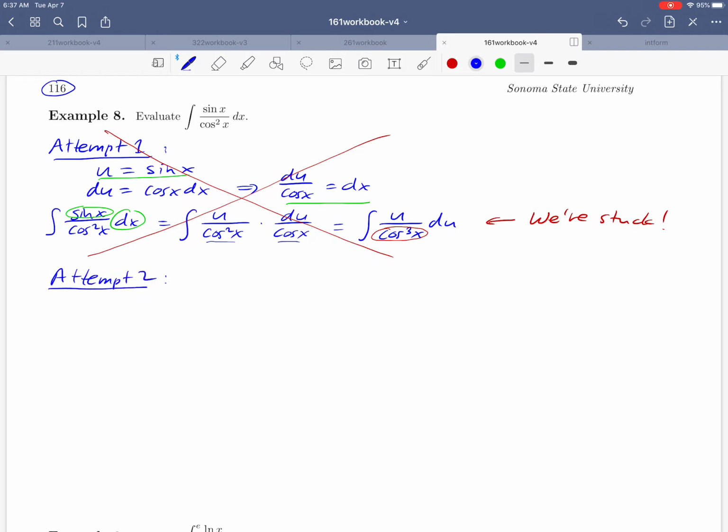So what else could we choose for a u? Well, notice in the denominator that we've got a cosine squared of x. We could rewrite that as cosine of x, squared. That might suggest that a reasonable choice for u would be the part on the inside, cosine of x. Let's try that. If we make that choice for u, then the derivative of u is going to be negative sine of x. So du is negative sine of x dx. Go ahead and solve that for dx, and we're going to get du over negative sine of x equals dx. Let's see what happens when we substitute that into our integral.